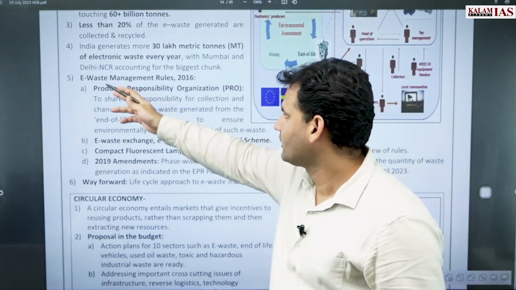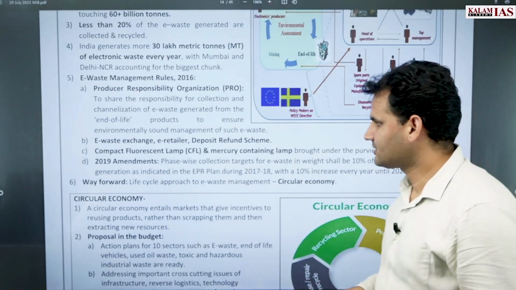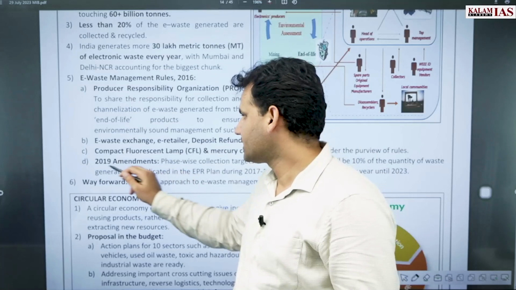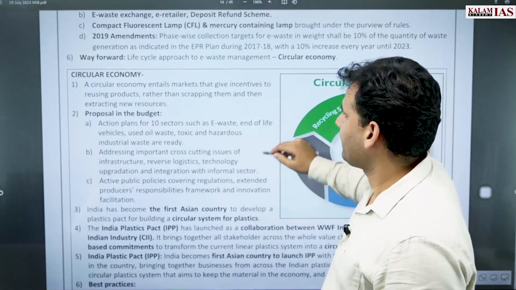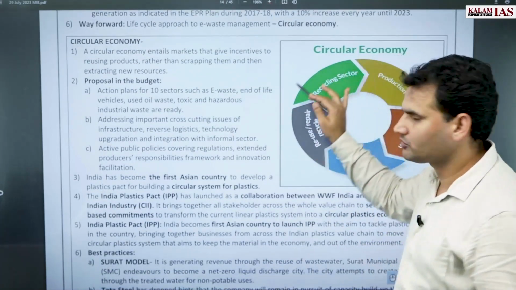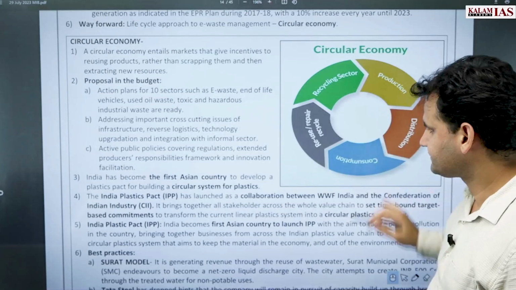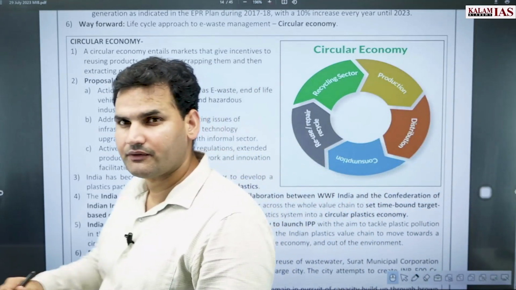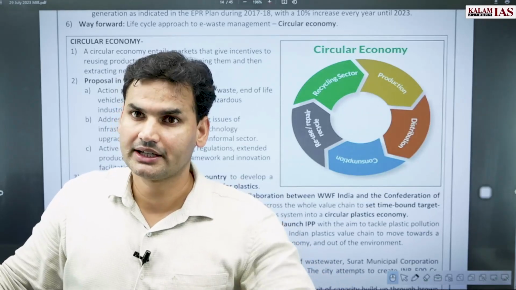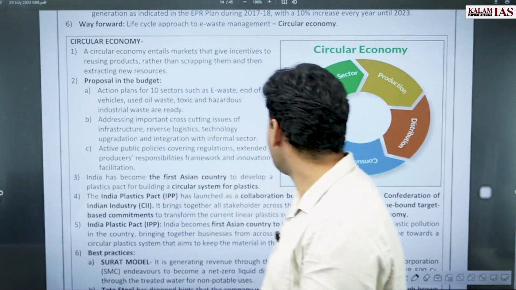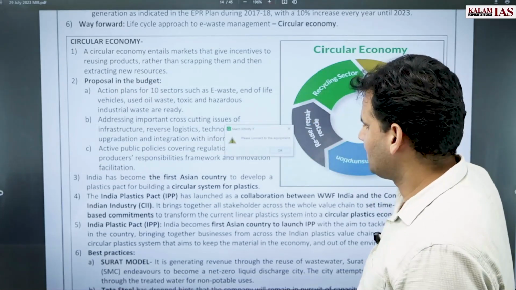And definitely we have rules for all of these. So e-waste management rules 2016. Then we had an amendment in 2019. And then as a part of solution, you can mention about circular economy, where we have what? A shift from mindless consumption to mindful, deliberate consumption, recycling, reuse, production, distribution, consumption, all of these.